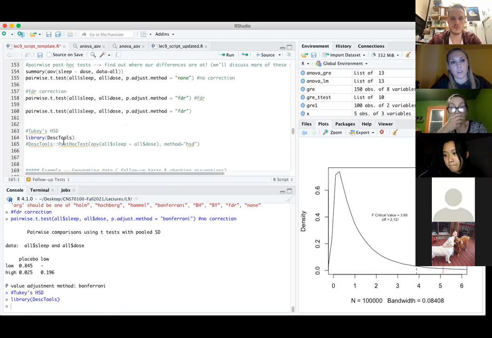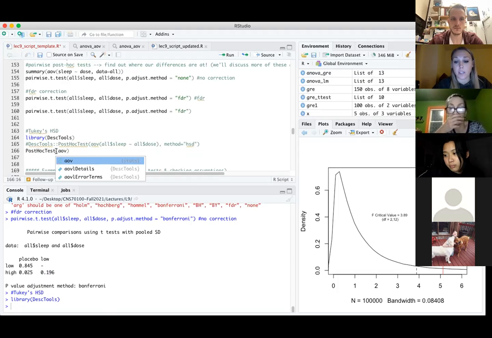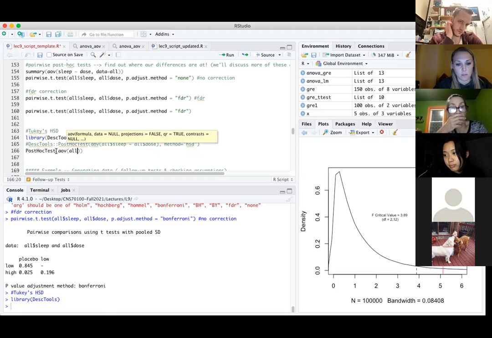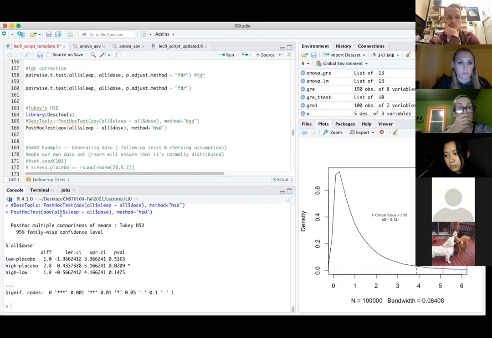Yep. So if you load this DescTools library, and then we do post hoc test, and then you put in your ANOVA test just like you would do before. Let's see, all dose. And now I'm going to put method equals, and then you can put whatever method you want. And here for Tukey's, it's HSD for honestly significant difference. And then here, now you can see low versus placebo, high versus placebo, high versus low.